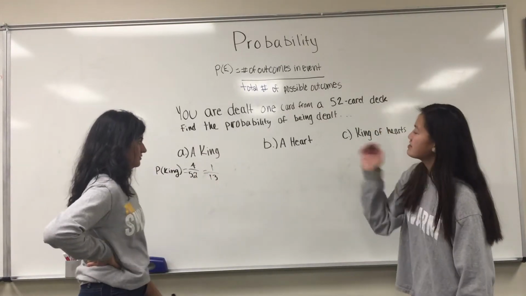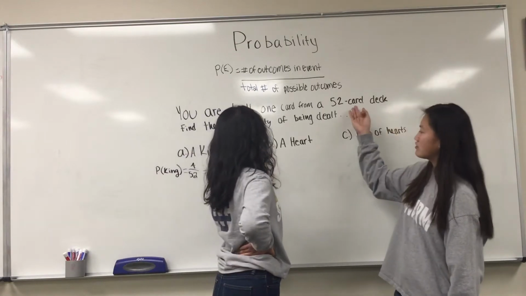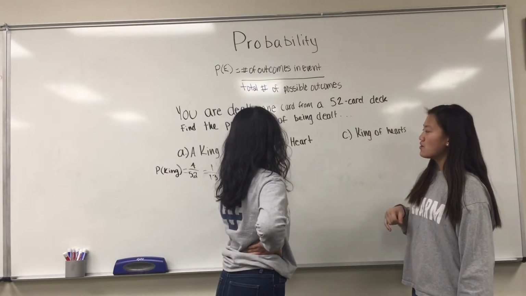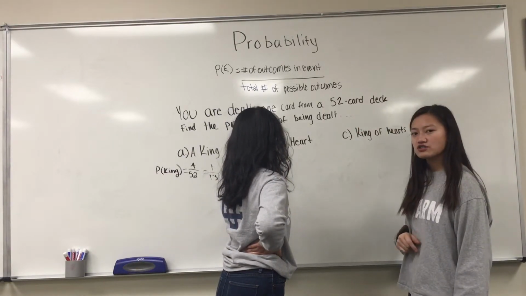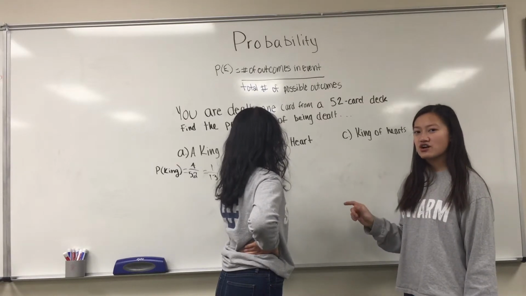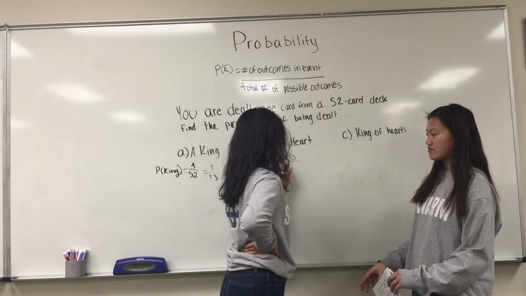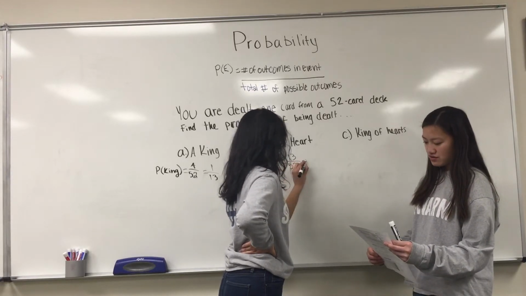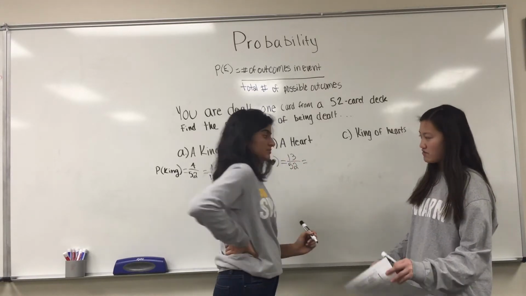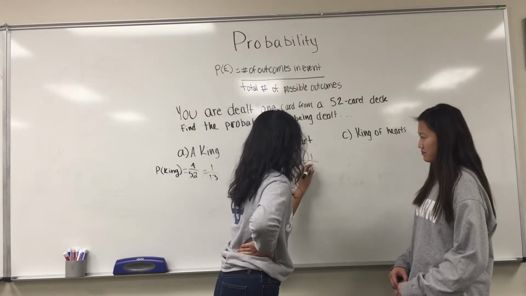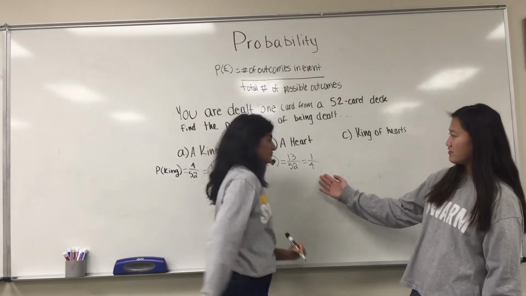Now we're looking at the probability of a heart from a 52 card deck. And we know that there are 13 hearts, 1 through 10, plus the 3 face cards. So we have 13 out of 52, which is 1/4 reduced. And that's your final answer in fraction form.